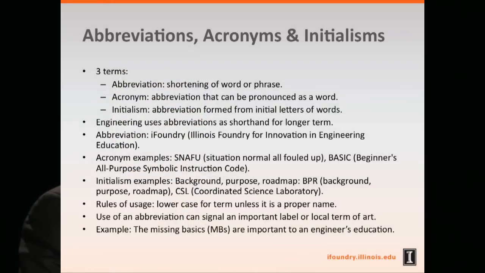Now another way to name things is through abbreviations, acronyms, and initialisms. Now let's distinguish these three things. An abbreviation is a shortening of a word or a phrase. An acronym is an abbreviation that can be pronounced as a word, and an initialism is an abbreviation formed from the initial letters of a word. Sometimes people use the word acronym for an initialism. We're going to separate them here to distinguish between the three things.